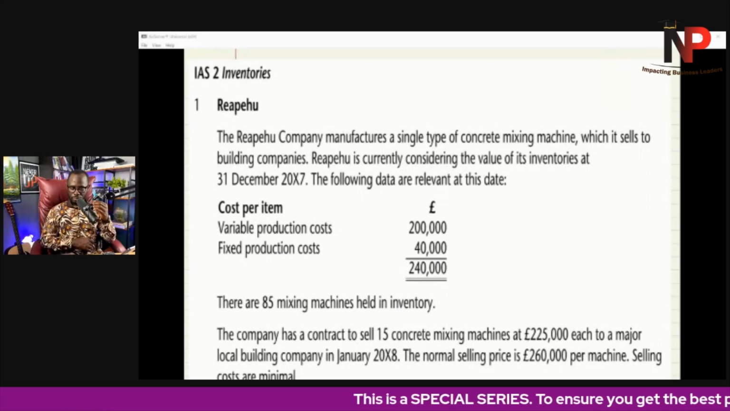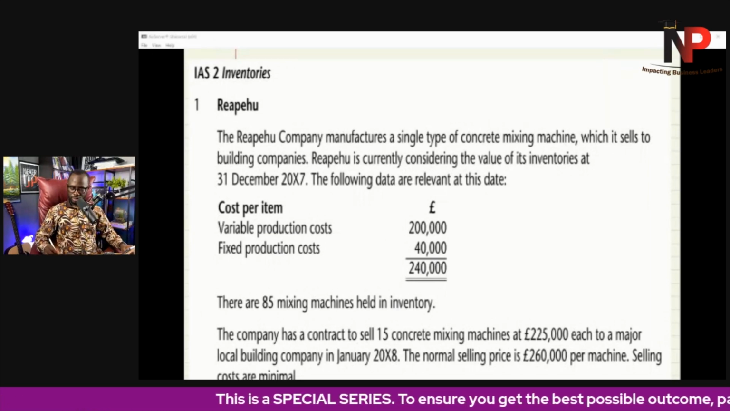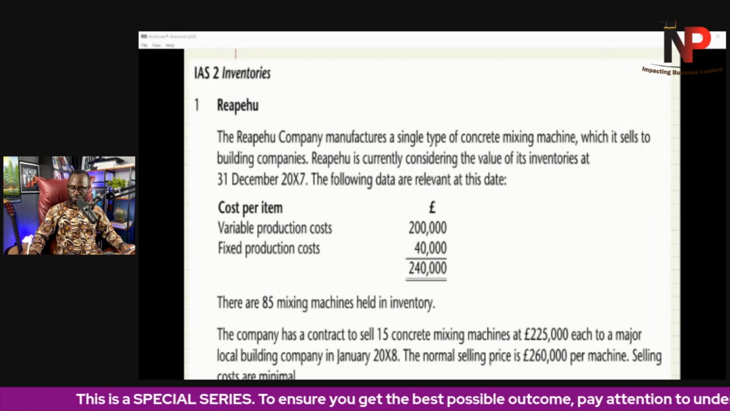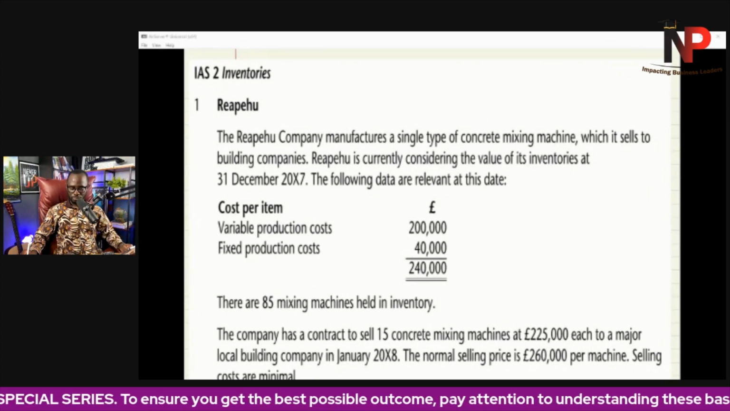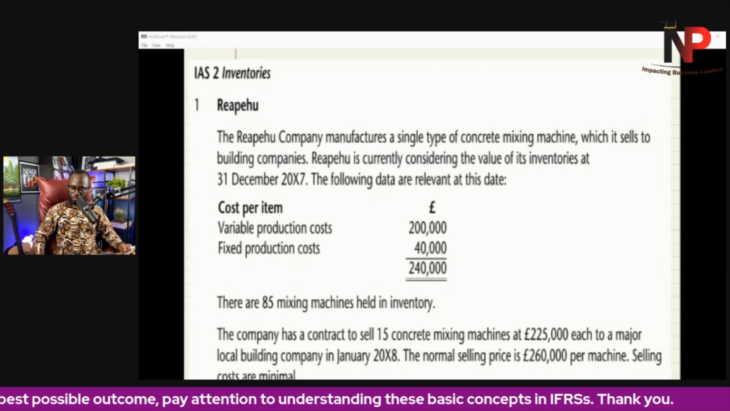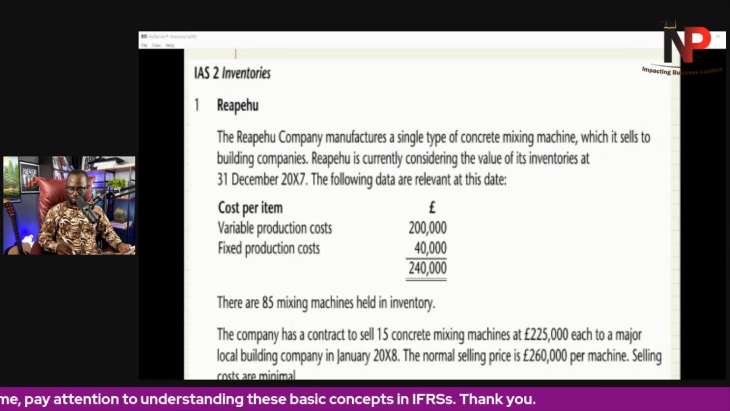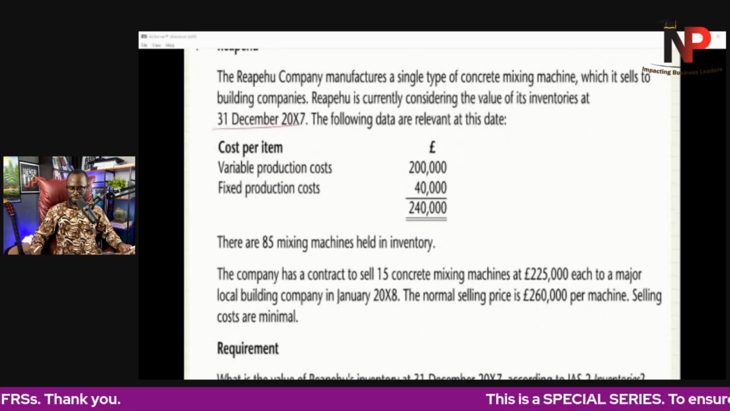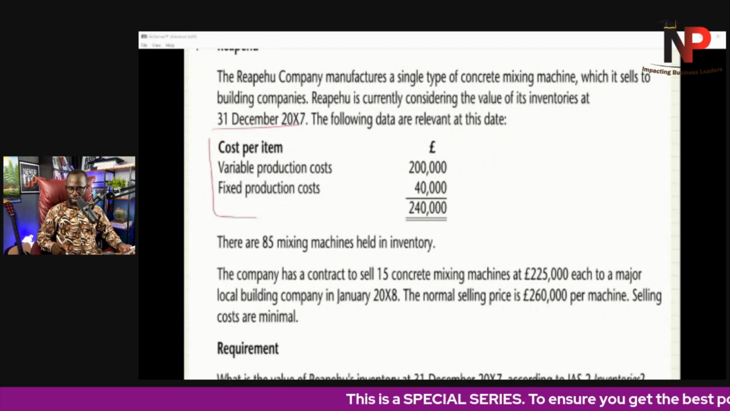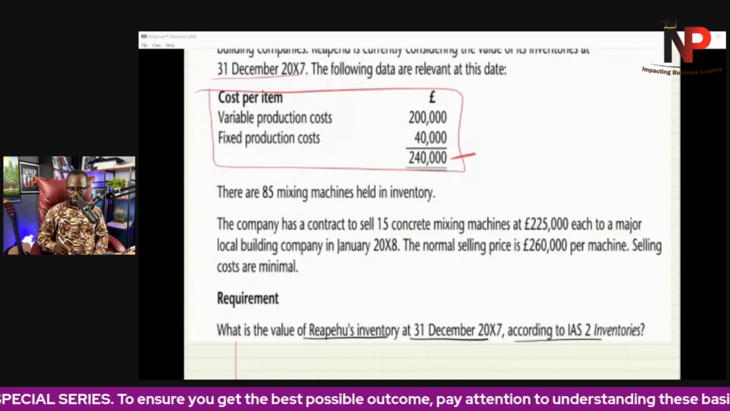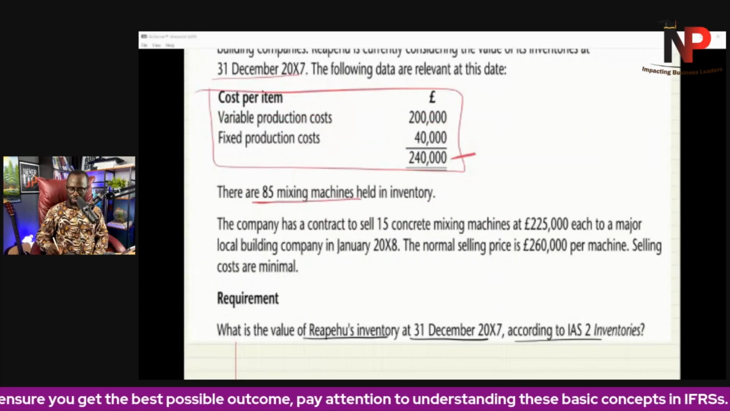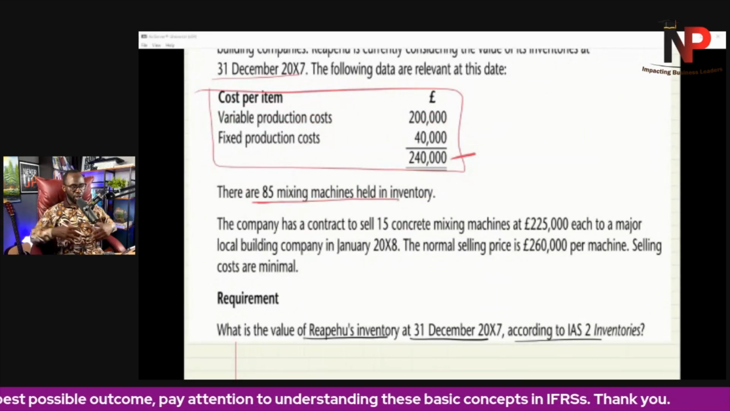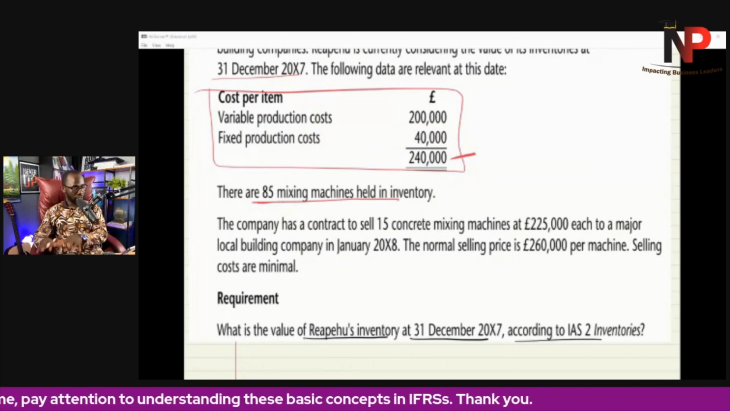Let's read. The Repeho company manufactures a single type of concrete mixing machine, which it sells to building companies. Repeho is currently considering the value of its inventories at 31st December 20X7. The following data are relevant at this date. So this is the cost of inventory, 240,000. There are 85 mixing machines held in inventory. So in total, we have 85.